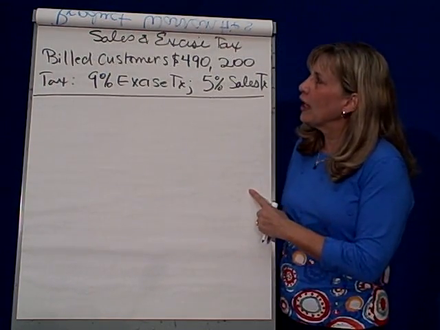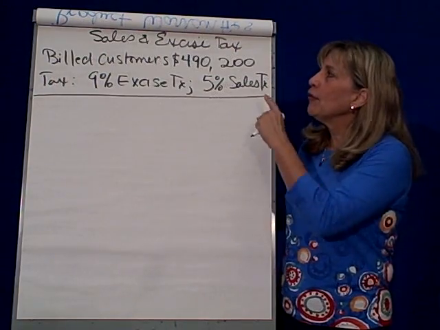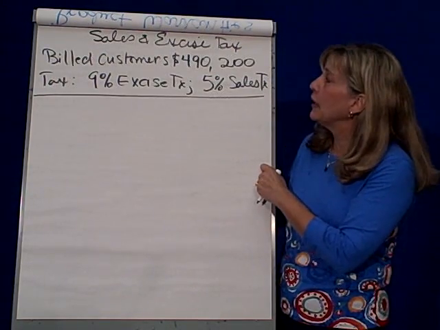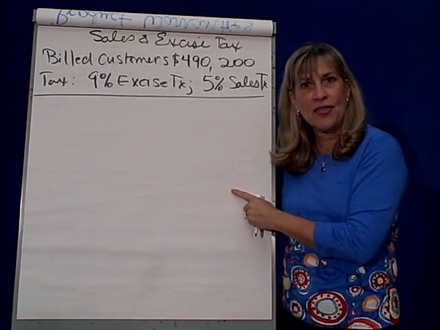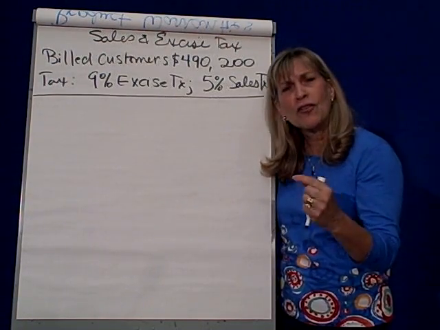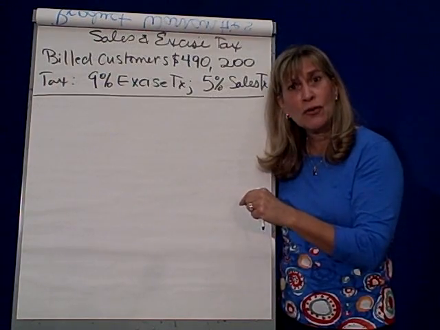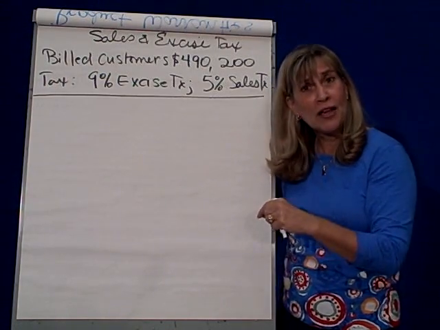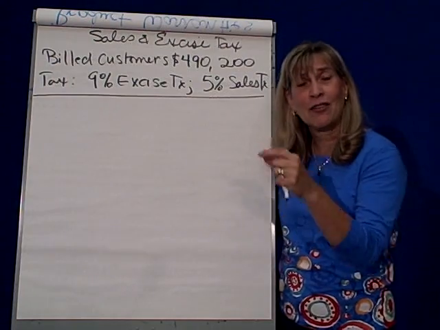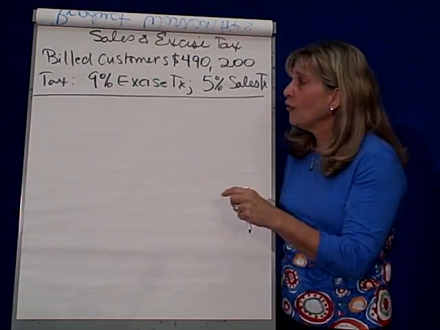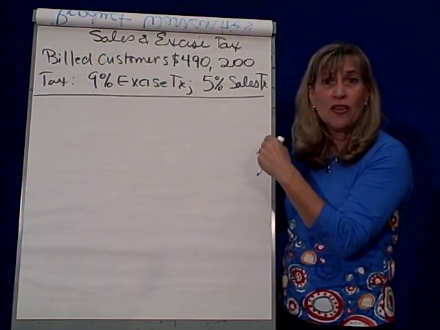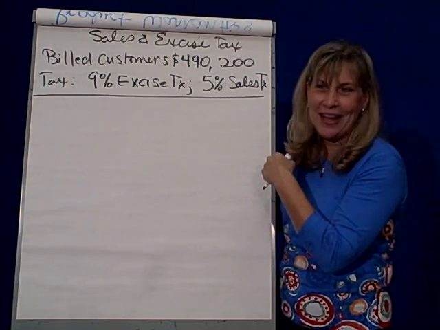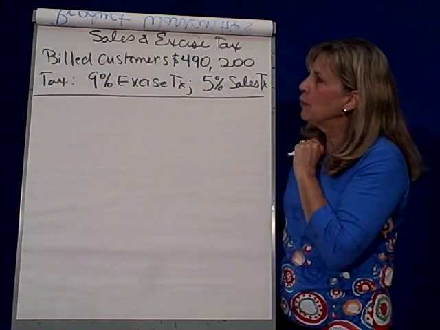So let's take a look at a company that bills its customers for $490,200. Now there's some excise taxes on that. So for example, when you buy tires, you have to pay not only sales tax but an excise tax on those tires. So some products have excise taxes specifically, and others just charge a sales tax. So let's see how we would do this.